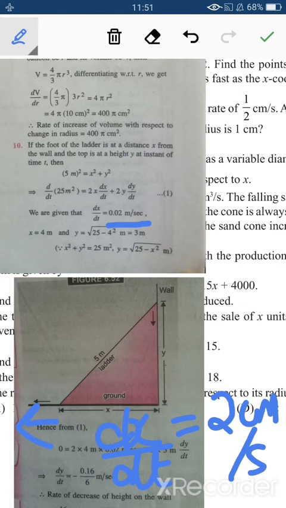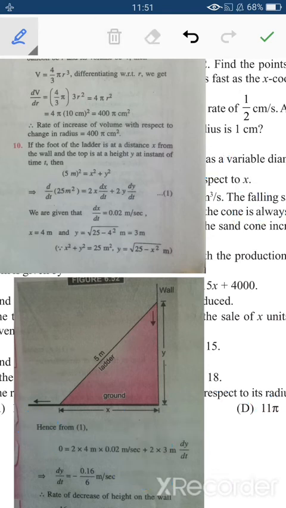Why are we converting it into meters? Because in the question itself it is given that x is 4 meter away from the wall, and we have to find the height. So when the distance is 4 meter, we have to convert the distance into meters. That's why we converted centimeters into meters. So now x is 4 meter, and y, from this equation, you can find is 3 meter.